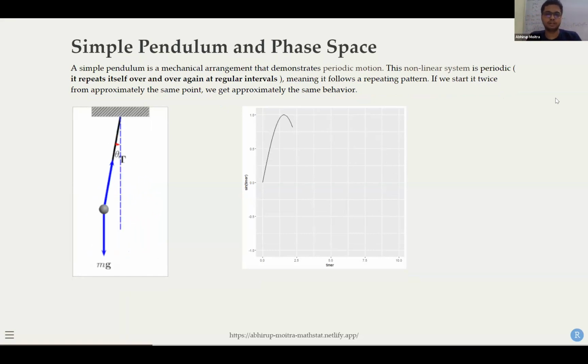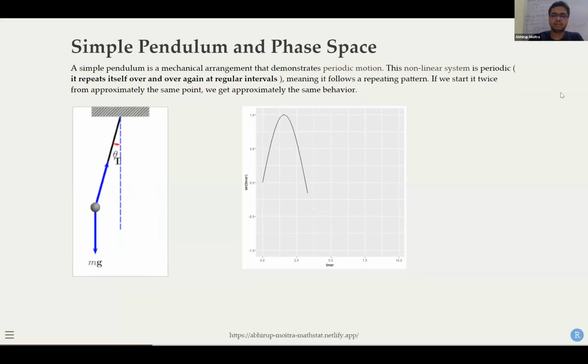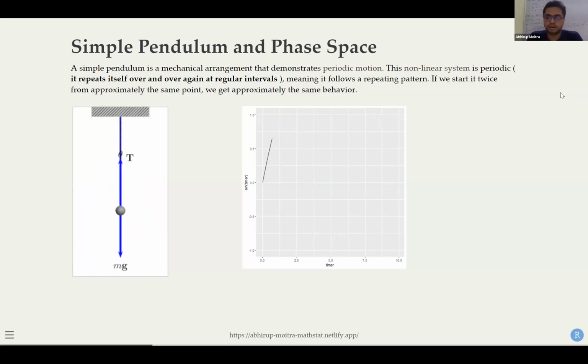I'll share relevant resources for the audience listening to me. Some people may be familiar with position-time or velocity-time graphs, but what if we wanted to make a 2D plot that represents every possible state of the pendulum? Every possible thing it could do in one graph. On the x-axis we can plot the angle of the pendulum, and on the y-axis the velocity, and this is what is called the phase space.